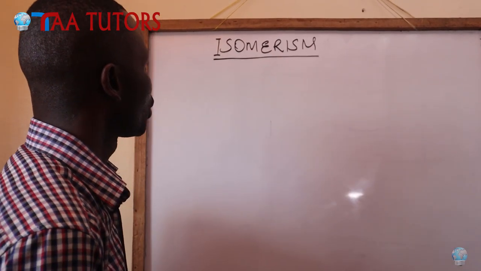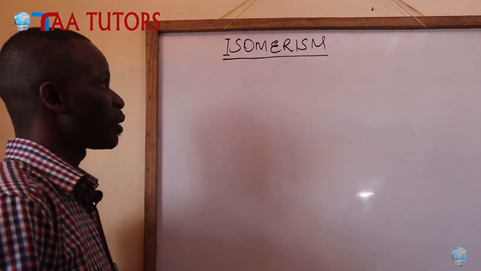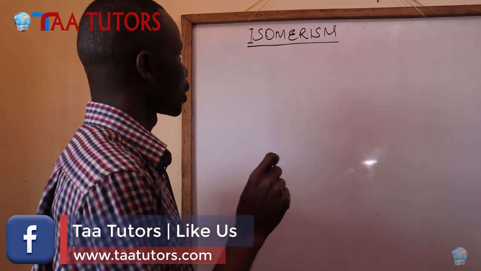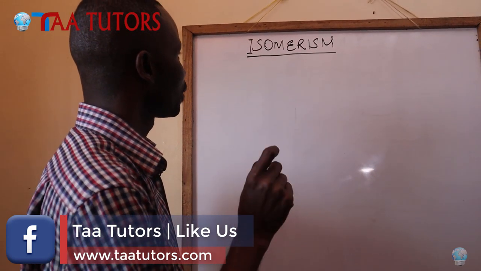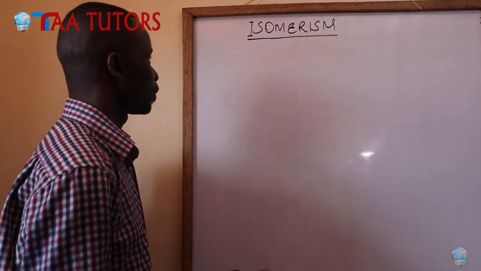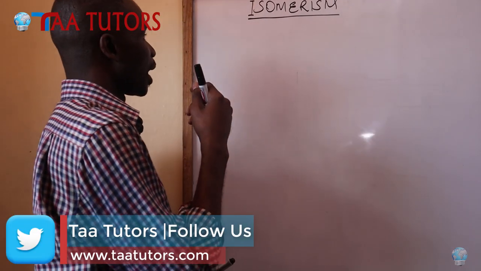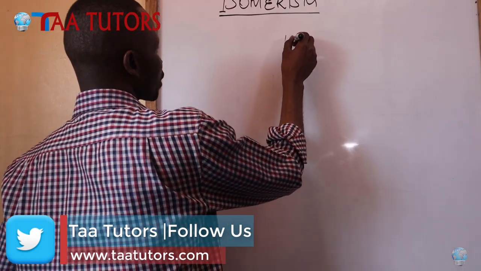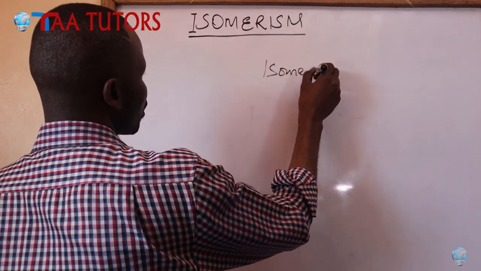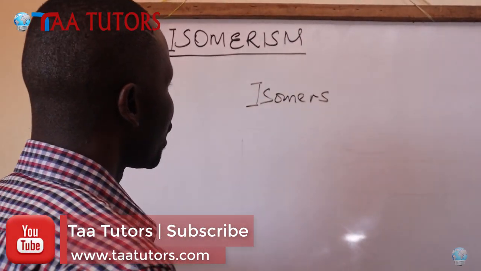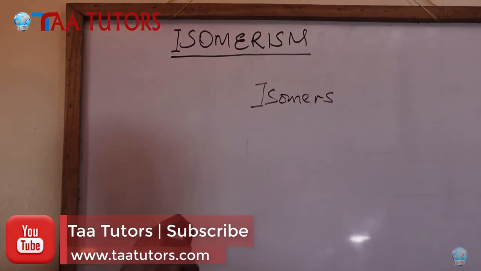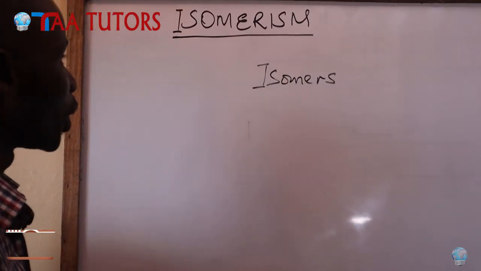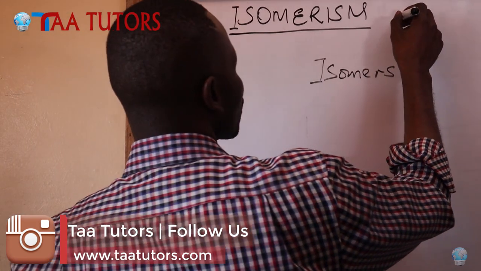And isomerism, once we understand what we have done before about naming these compounds, understanding what isomers are will be very, very easy. Now, isomerism comes from the word isomers. I prefer to start by understanding what isomers are before we look at what we call isomerism. In this isomerism, we are looking at what we call structural isomerism.